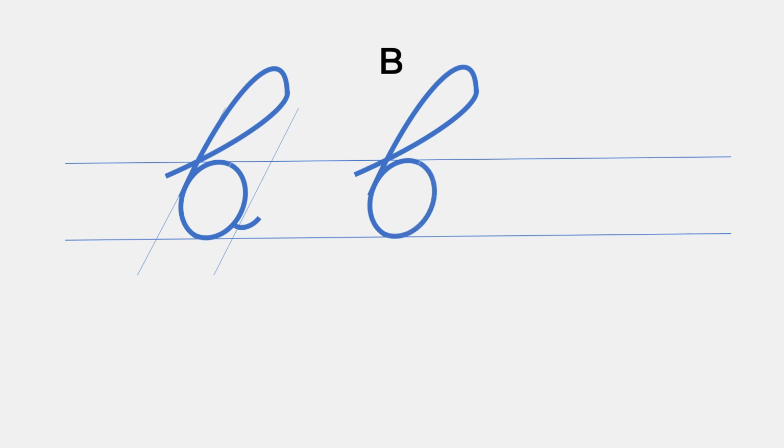So practice with this. Once again, loop and then oval. And after practicing, go back to my video and we will try to write a couple of Russian words.